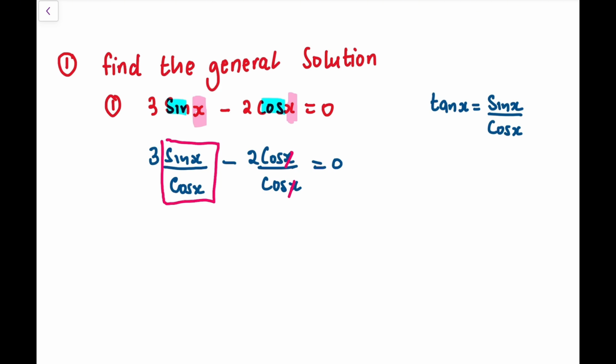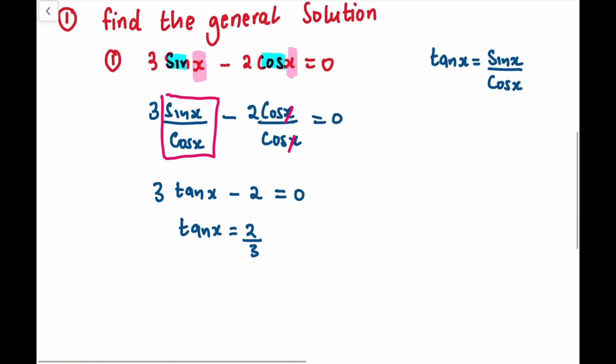Now we are going to have 3 tan x minus 2 is equal to 0. And then we make tan x subject of the formula. So we are going to have tan x is equal to 2 over 3. Now we can find the solution. So the solution is therefore x is equal to arctan.